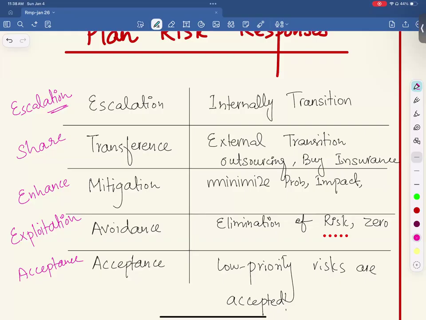Exploitation, making 100% sure that you're going to get benefit from an opportunity. Moving the probability closer to 100. See, what was avoidance? Moving the probability to 0, 100% elimination. Exploitation is making the probability of an opportunity 100%. Right? This is what we call exploitation. And then we have acceptance. Acceptance is the same for those.